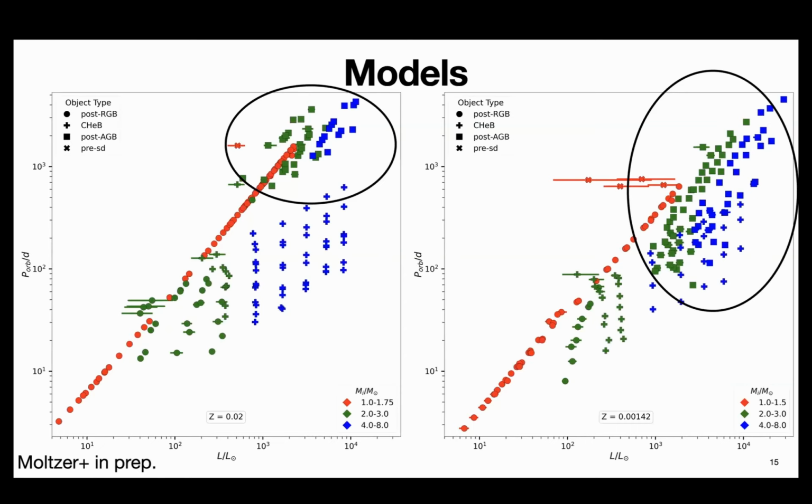But I want to draw your attention to that you see a lot of spread luminosity and orbital period wise with regard to the post-AGBs. So it shows that future research into understanding these post-AGBs is going to be much more complicated than for post-RGBs.